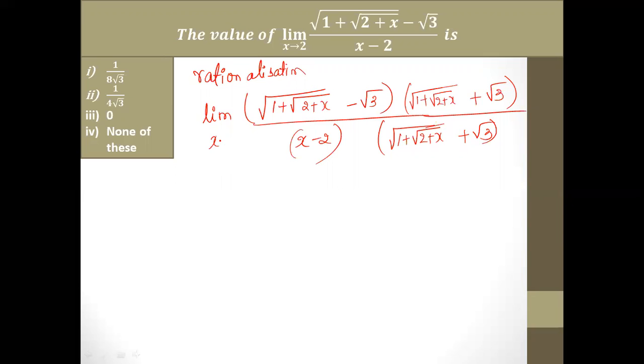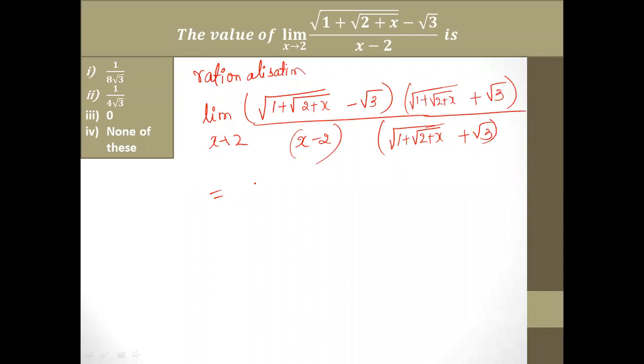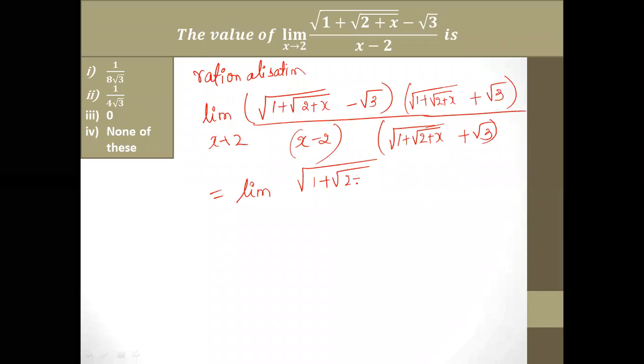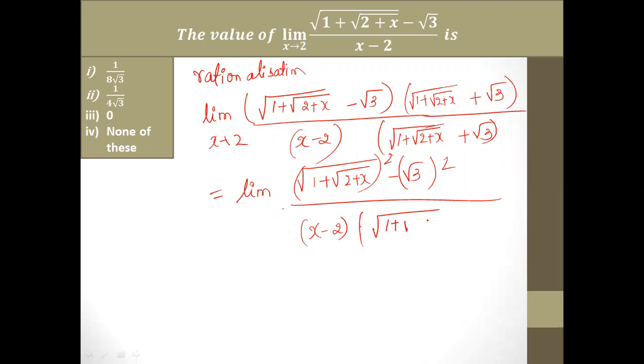So it is x tending to 2. Again it is in the form (a plus b) into (a minus b), which is nothing but a square minus b square. So that is limit of (square root of 1 plus square root of 2 plus x) whole square minus (root 3) whole square. Denominator whatever you have, you write it as it is: x minus 2 into square root of 1 plus square root of 2 plus x plus root 3.